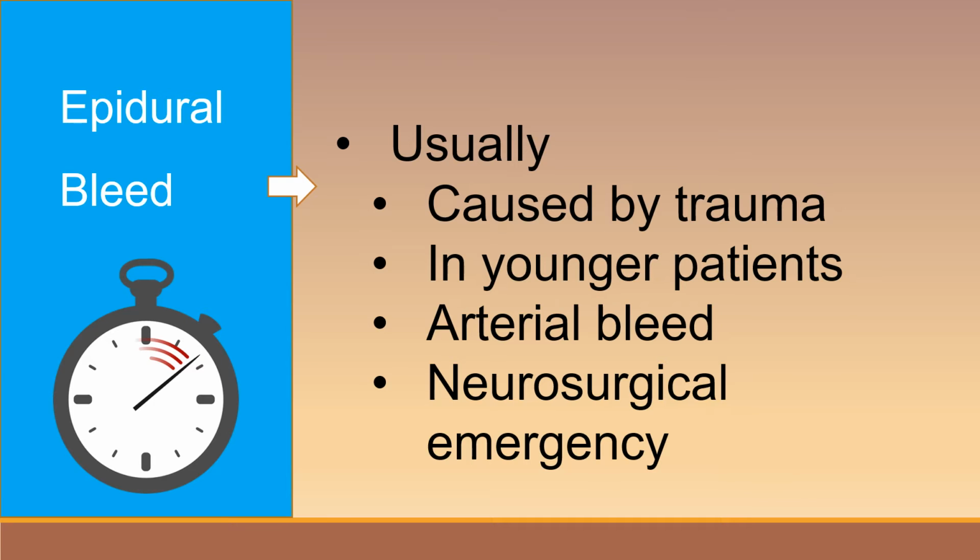The first kind of bleed is epidural bleeding. It's usually caused by trauma. It seems to happen in younger patients and is an arterial bleeding, and it's usually a neurosurgical emergency because it is an arterial bleeding.